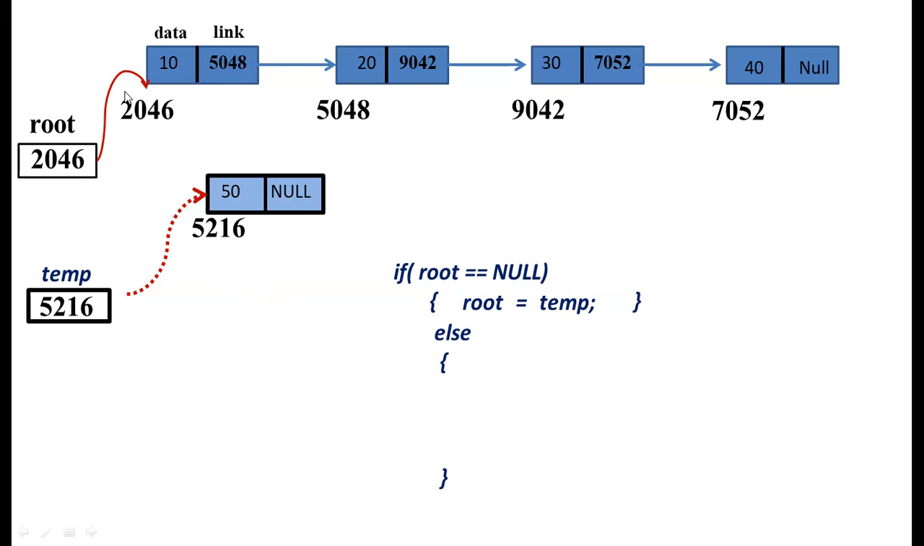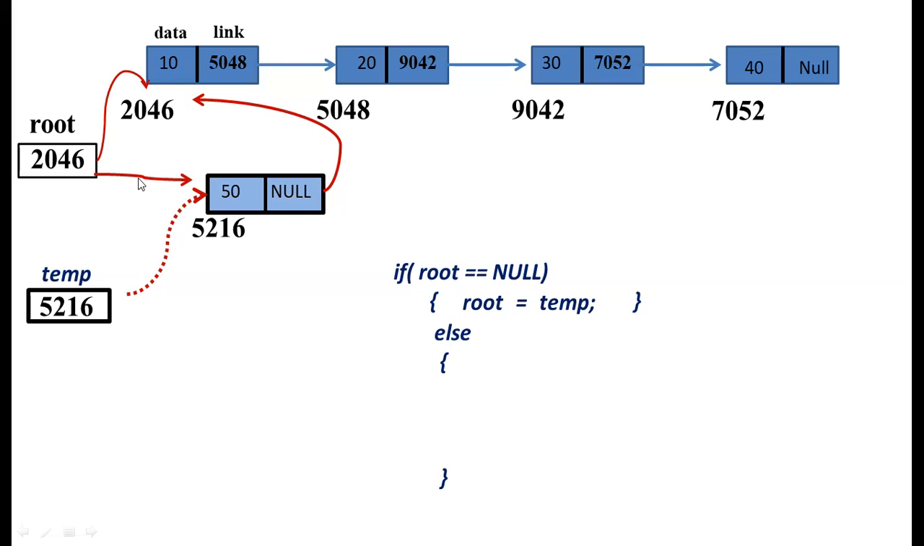2046 should be placed here, so that the connection will be placed here. Next, 5216 should be placed here, so that the connection will be like this.